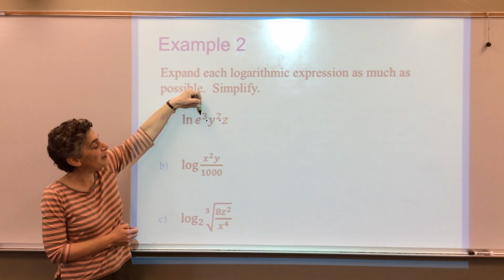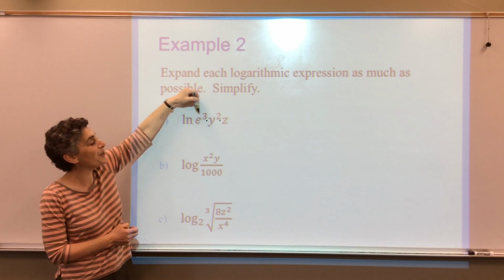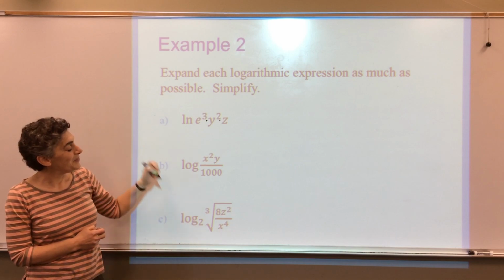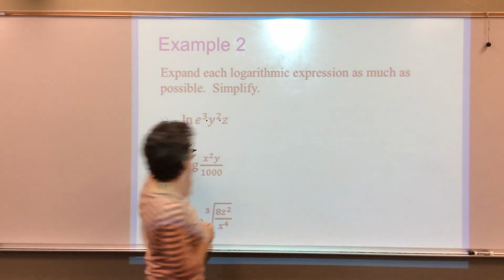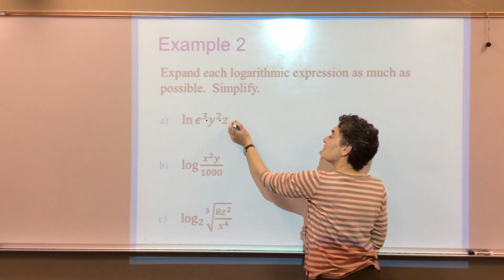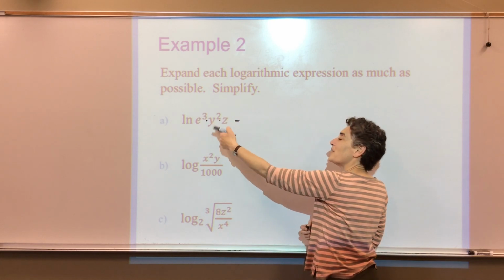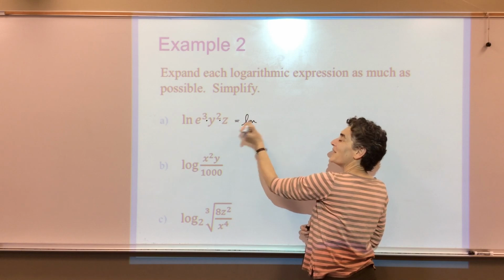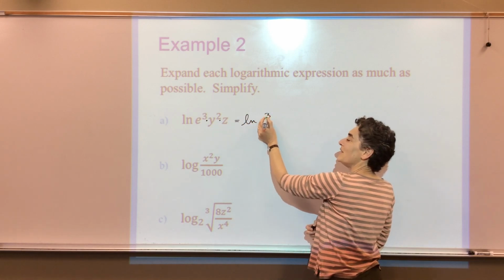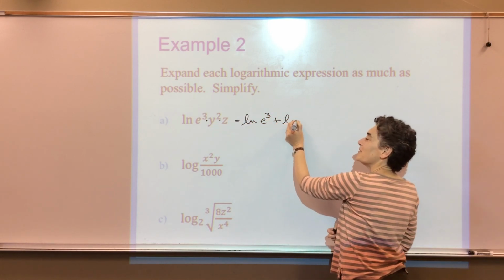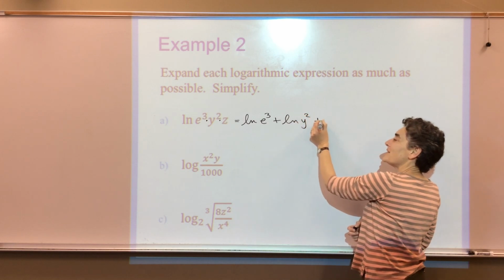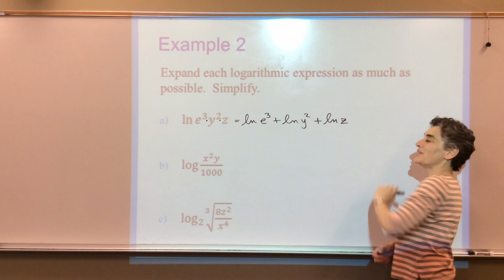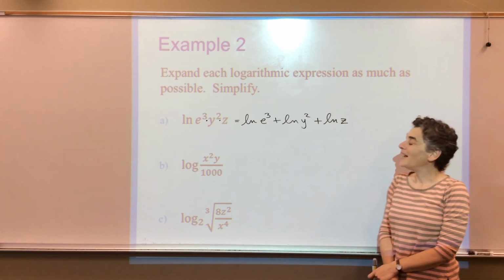logarithms to expand them further and move the exponents down in front. Let's take a look at that. So the product law is the one that says the logarithm of a product is the sum of the logarithms. So we're going to have natural log of e cubed plus natural log of y squared plus natural log of z. I'll just put a bar through it so it doesn't look like a 2.